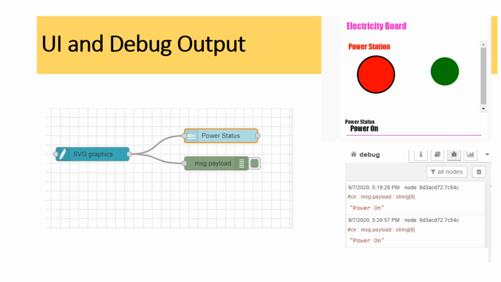Once you keep your mouse in the UI dashboard, you will get a hand symbol. If you click that hand symbol, then the event power on will be displayed in the debug monitor. So this is the beauty of the event tab associated with the SVG node.